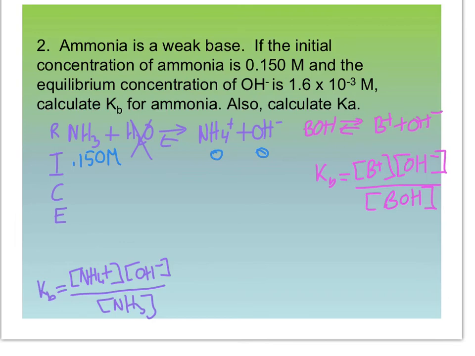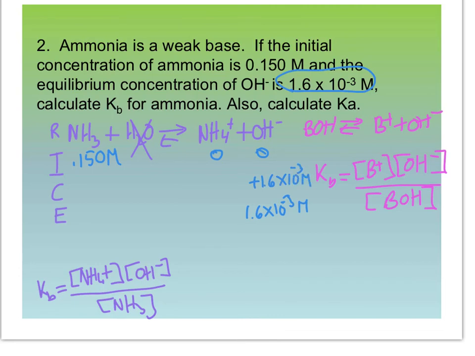The only other number I know is this number right here, which is the equilibrium concentration. So it goes under the E. And it's for the hydroxide, so it goes right here. So I'm going to go ahead and plug that in. This is 1.6 times 10 to the negative third molar. And since I know the initial and the equilibrium for the hydroxide, I can figure out what the change is. And so the change is that it formed 1.6 times 10 to the negative third.